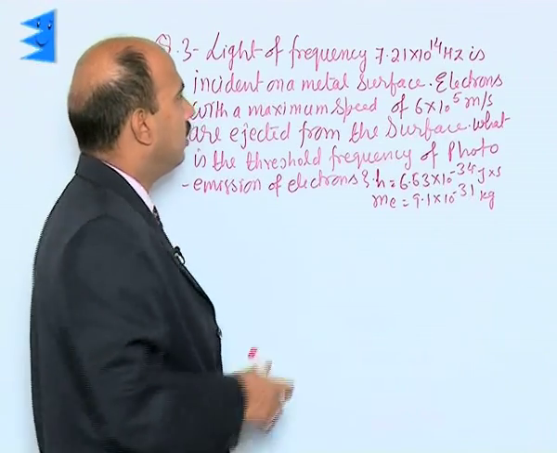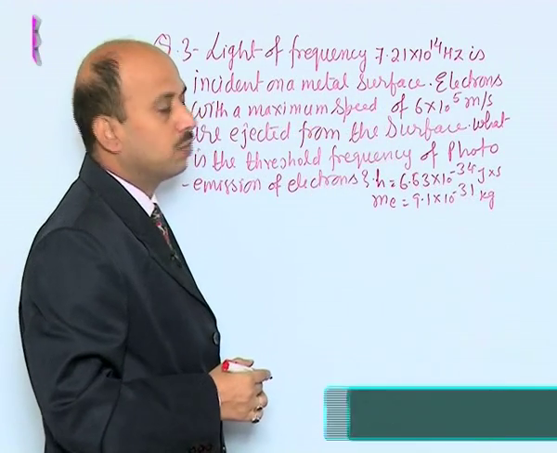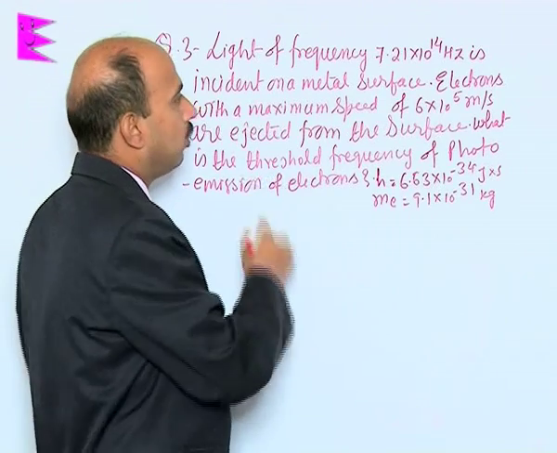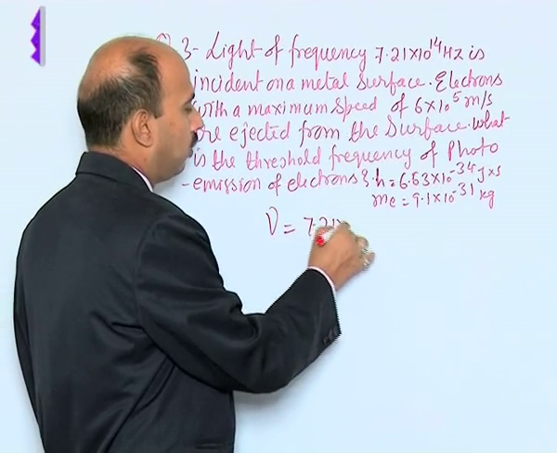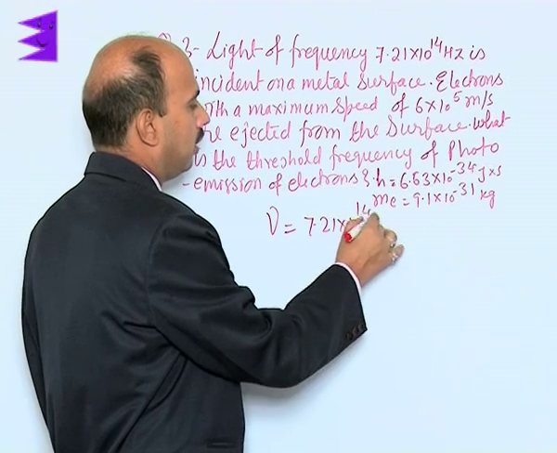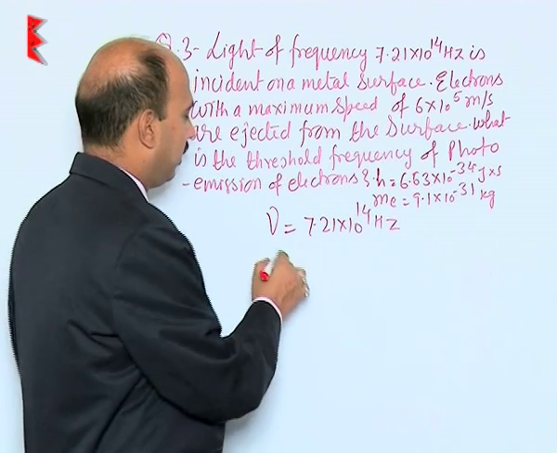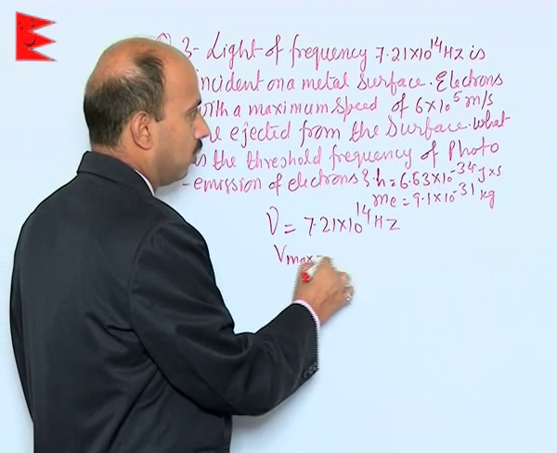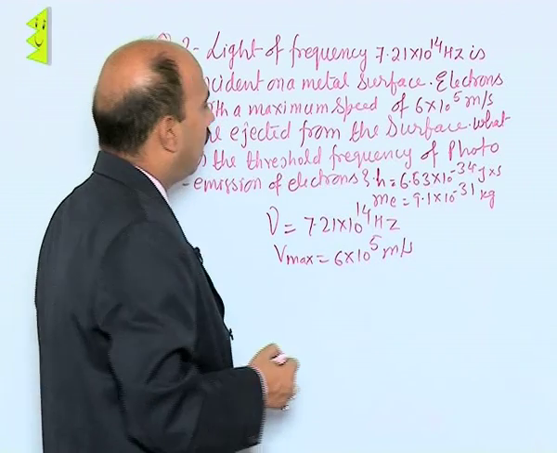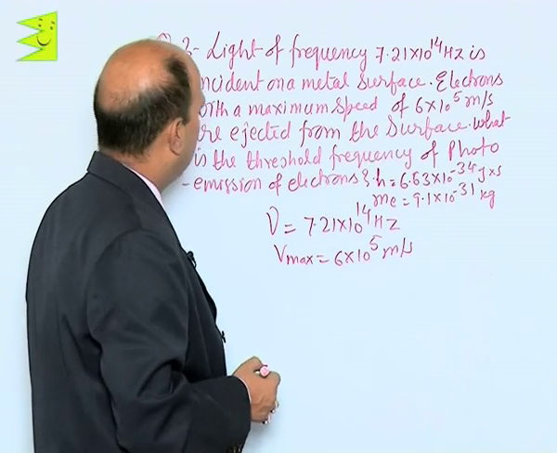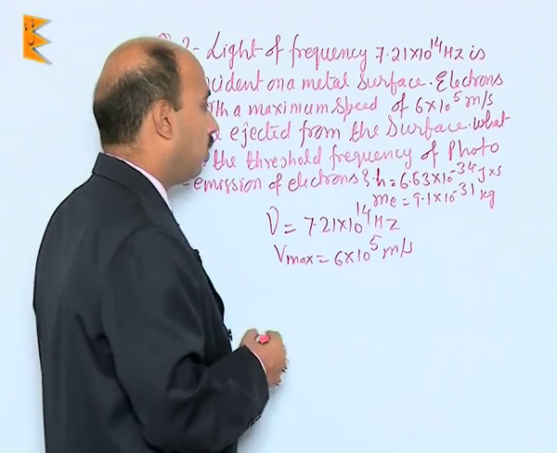Now say in this numerical, light of frequency 7.21 × 10^14 hertz is incident on a metal surface. It means we are given ν = 7.21 × 10^14 hertz. Now electrons with a maximum speed, that is v_max = 6 × 10^5 meter per second, are ejected from the surface. What is the threshold frequency of photo emission of electrons?